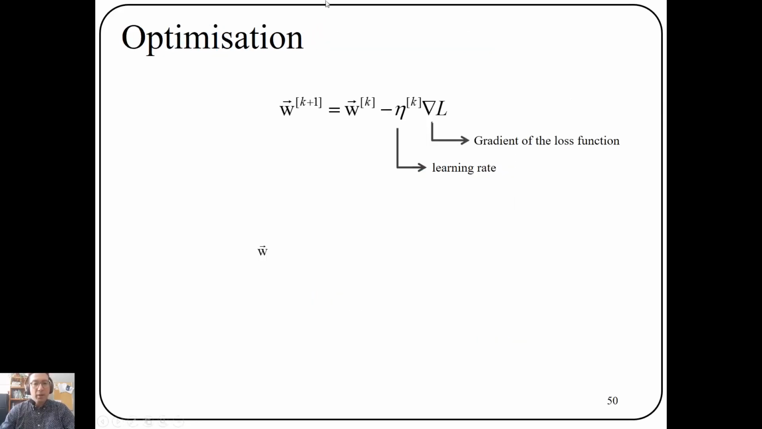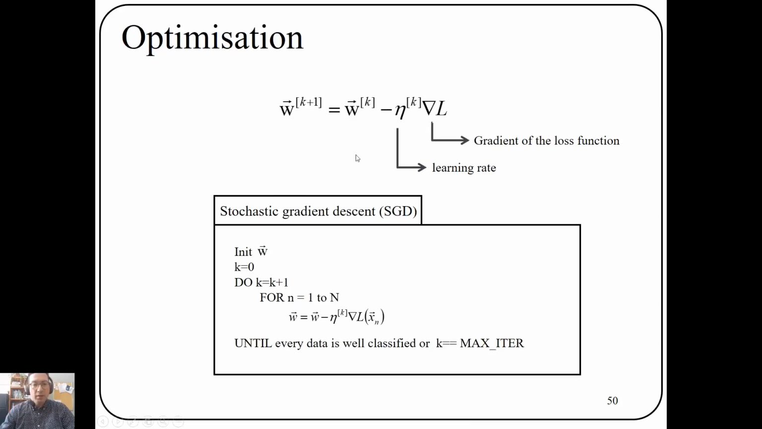Now, the gradient descent, that's the equation of the gradient descent, can be illustrated like this. And this is a so-called stochastic gradient descent algorithm. So we start by initializing W, typically by using random values. We start with k equals 0, and k is an iterator. And we start iterating, and at each iteration, we go through every element in our training data, and we move along the opposite direction of the gradient.